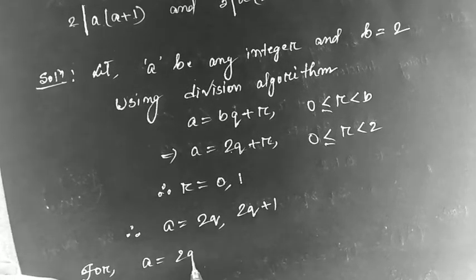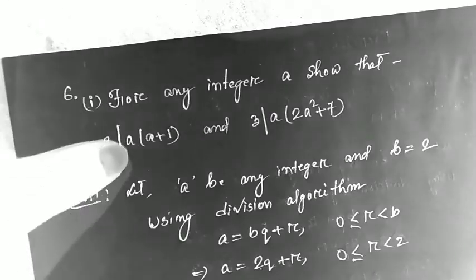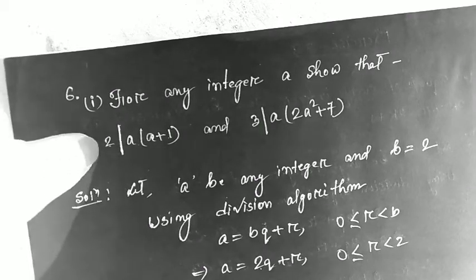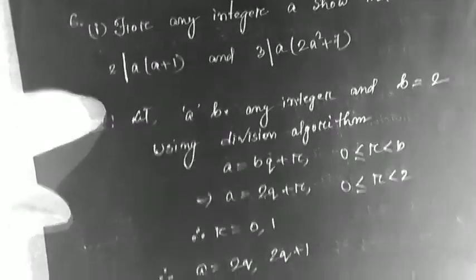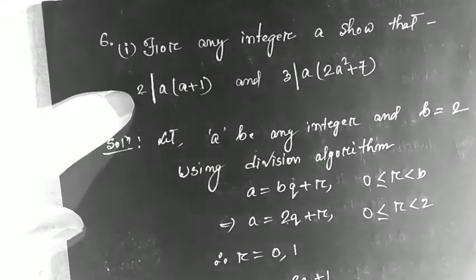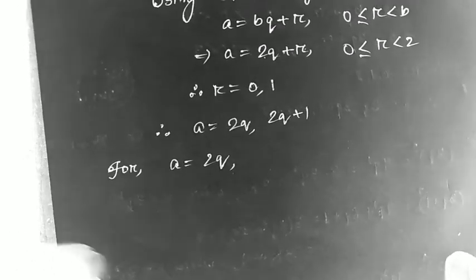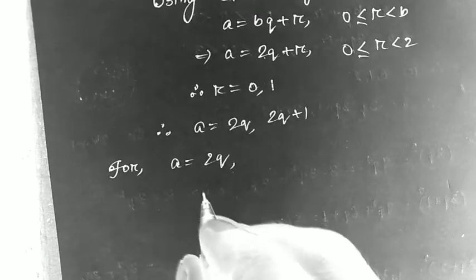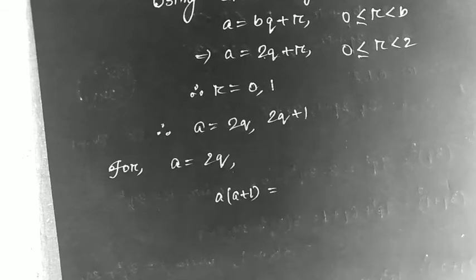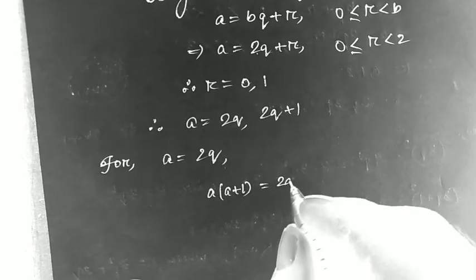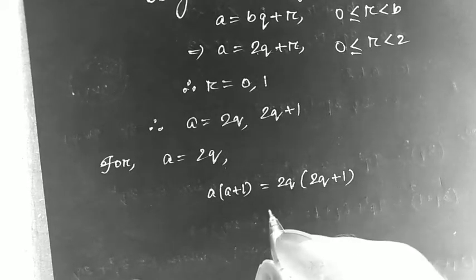So now we have to prove for a equal to twice q. For every integer we have to prove that 2 divides a into a plus 1. So for the first integer we have to prove that 2 divides a into a plus 1, no? So let's see for a equal to twice q, we have a into a plus 1. Is it dividing by 2 or not? a means 2q, no? And a plus 1 means 2q plus 1, no?